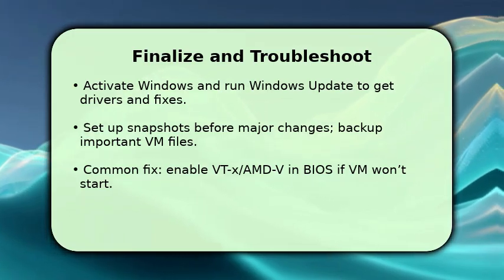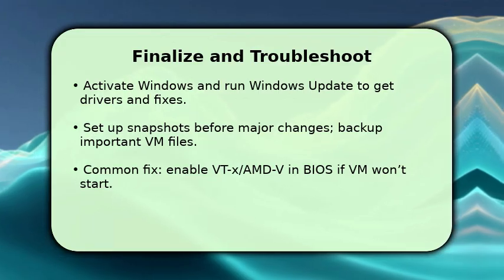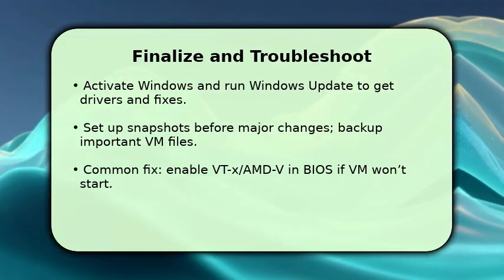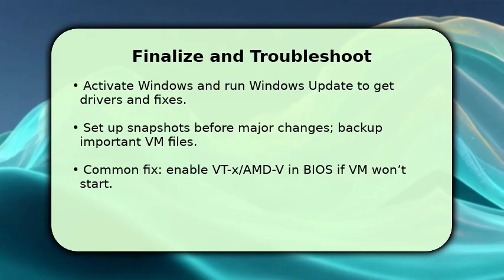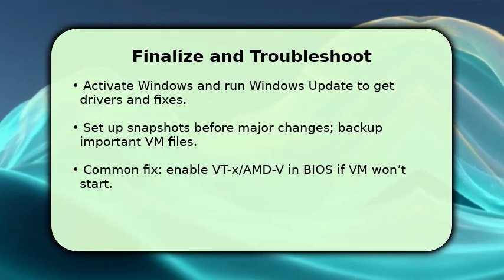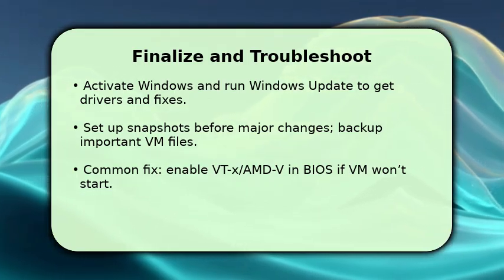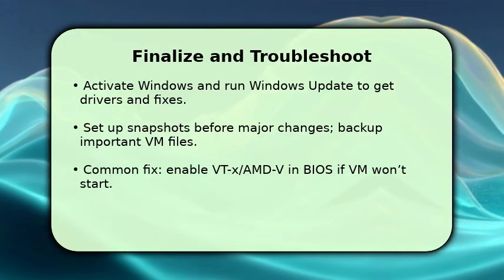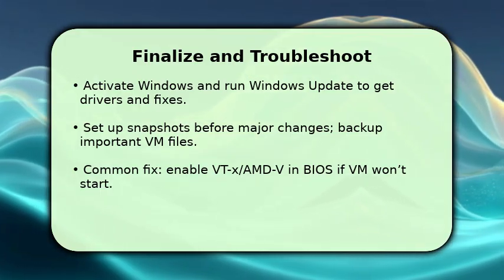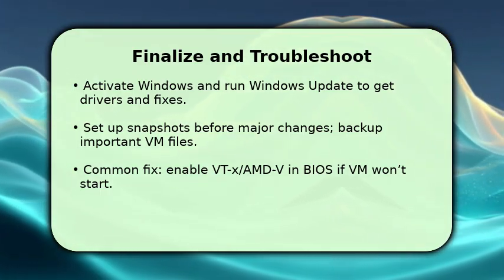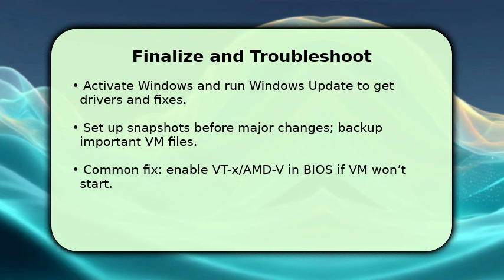If the VM refuses to boot or shows an error about virtualization, shut down, reboot your host, and enable VT-x or AMD-V in the host BIOS/UEFI. Once enabled, try starting the VM again. If performance lags, increase RAM or switch to a bridged network adapter for better connectivity.